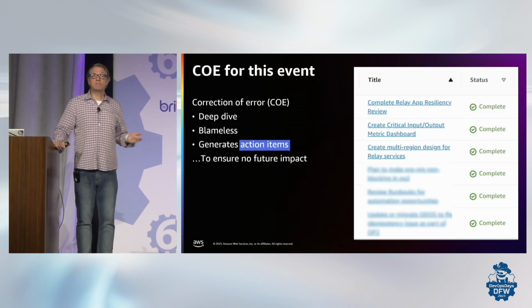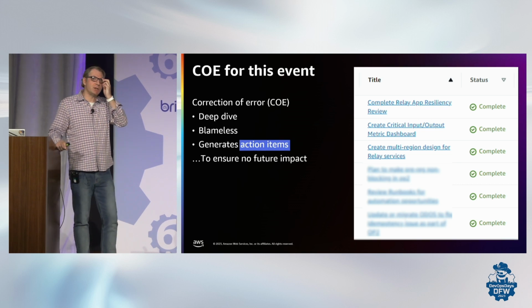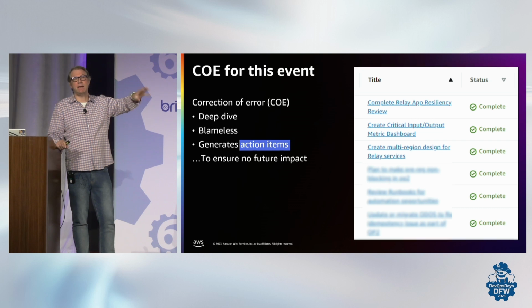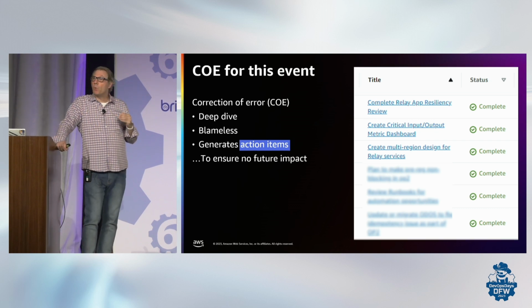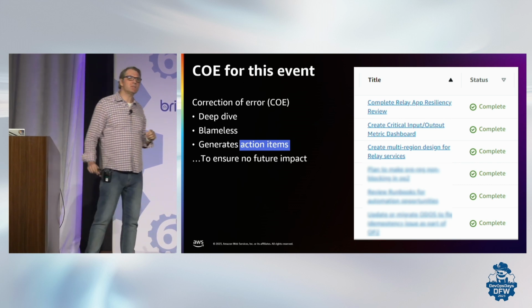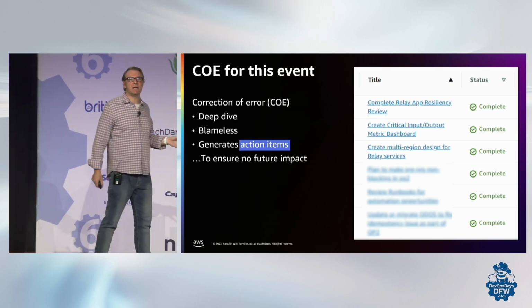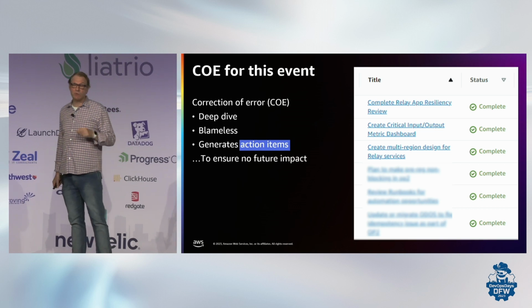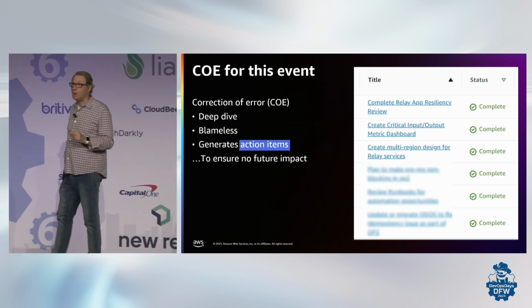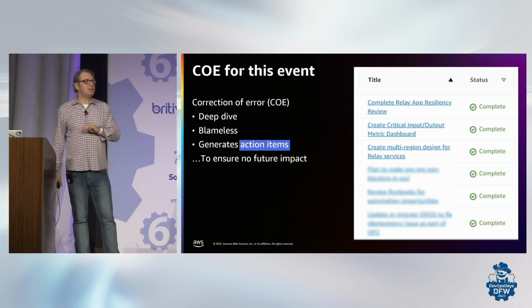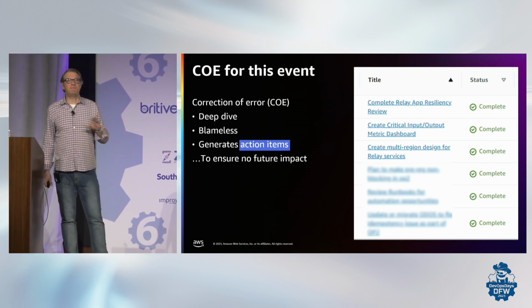Well, what the team that owns the Relay app did is a COE, or correction of error exercise. Yes, AWS, their dependency, had an issue, SNS had an issue, but the Relay app wants to understand how can we remain reliable no matter what. So they did a COE, and COEs are not finger-pointing exercises. They're not about your fault or you did this. They're deep dives to get to the root cause of an issue, and their ultimate goal is to generate action items. If a COE does not generate action items, it's a failure.